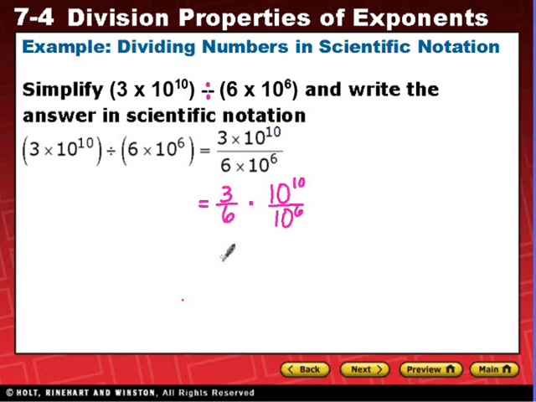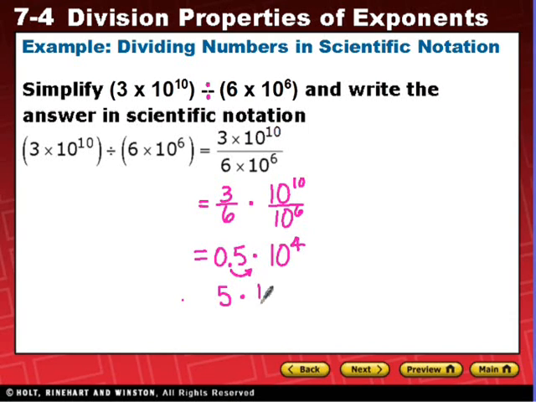So 3/6, well, that's just 1/2 or 0.5. And 10 to the 10th divided by 10 to the 6th is 10 to the 4th power, subtracting or getting rid of all the ones that are in common. Now that's not quite in scientific notation because we have to have 5, not 0.5. So we need to move this decimal 1 place to the right.